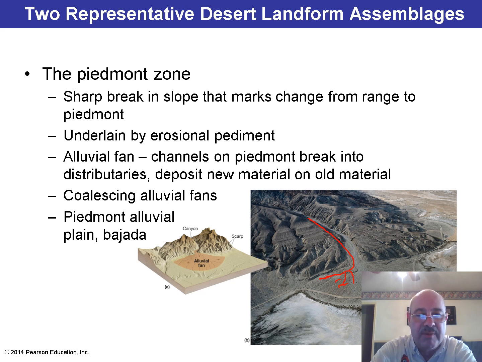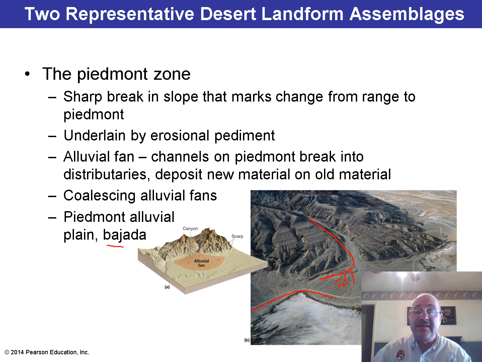Deposit new material on old material. Again, coalescing alluvial fans are bajadas. B-A-J-A-D-A, right there. There we go. Now, I want you to take a look at this. This is an alluvial fan. Folks, this is a road. More than likely, I'm going to say it's a two-lane road. That is a two-lane road. Just goes to show you.